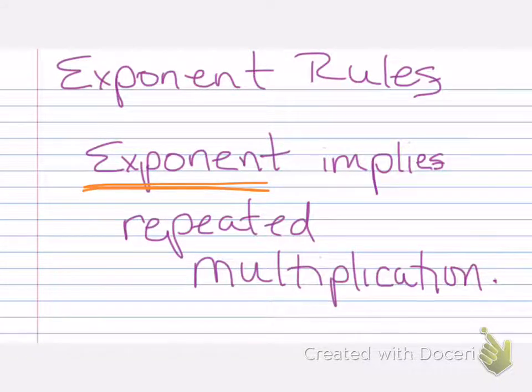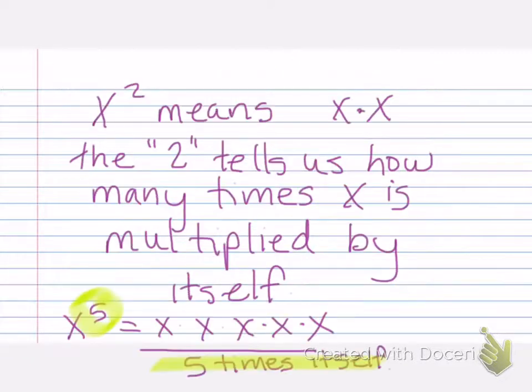Okay, so this is the beginning of Chapter 6, and in Chapter 6 we're going to do a lot with exponents and radicals. So the first thing we want to do is review the exponent rules. Remember that exponent implies repeated multiplication. What that means is that x squared actually means x times x, okay? The 2 tells us how many times x is multiplied by itself. So x to the 5th would be x times x times x times x times x. It is repeated 5 times. It's multiplied by itself 5 times.